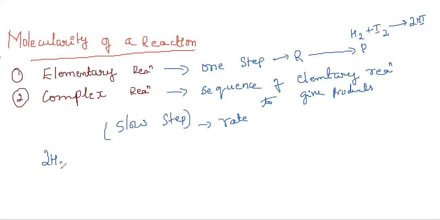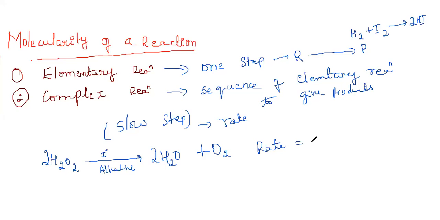So first, 2H2O2 in the presence of alkaline medium, that is, gives 2H2O plus O2. Okay, so rate is equal to k [H2O2] [I minus].